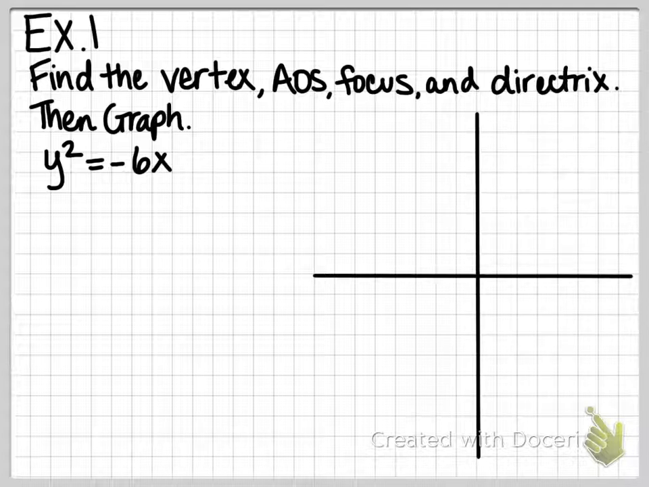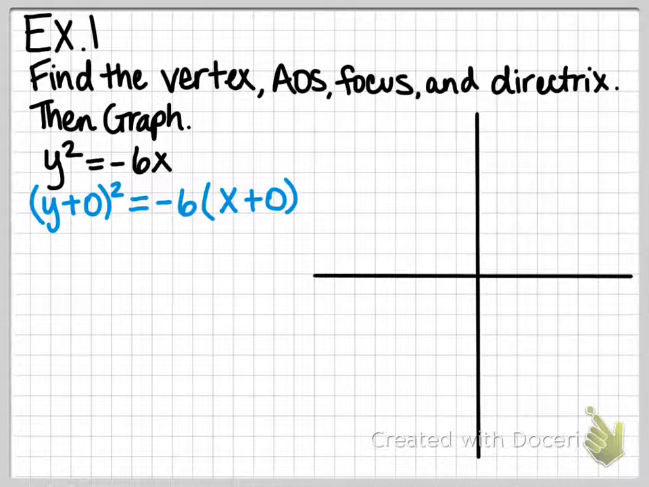So this equation, y squared equals negative 6x, what I want to do is notice that there's not a number with the y squared. So I can rewrite that as y plus 0 all squared, and it doesn't change the value. On the other side, when I have negative 6 times x, that's really just the same as saying negative 6 times x plus 0. Even if I distributed the negative 6, it would get me back to the original equation. Those zeros are really there just to help me find all the little parts and pieces of my parabola.